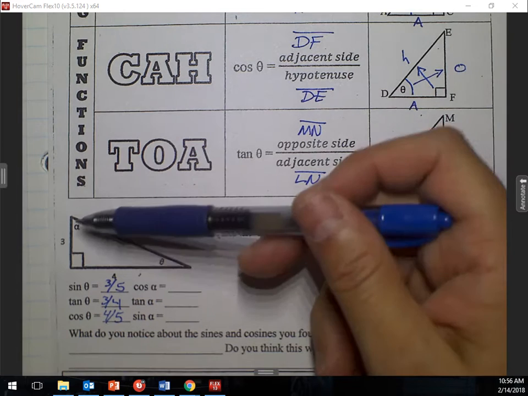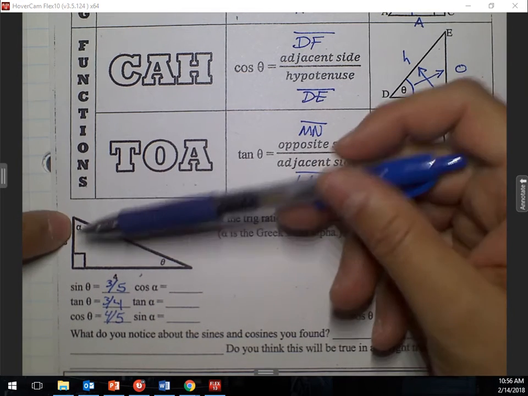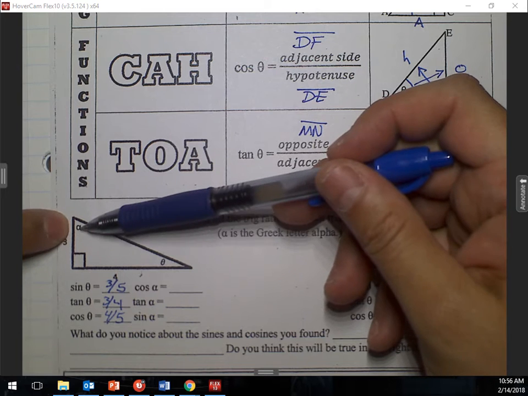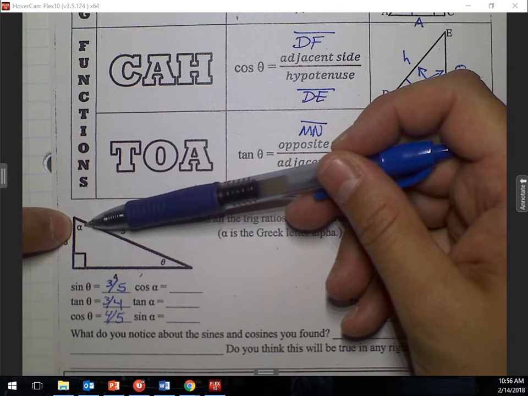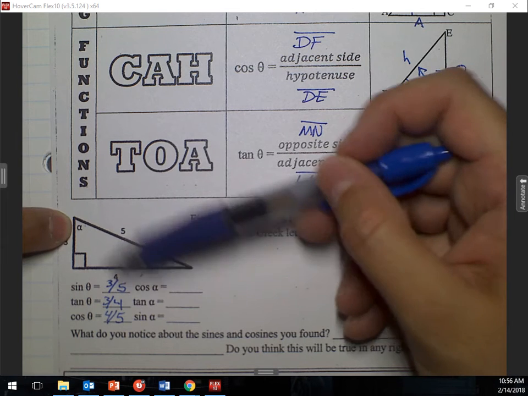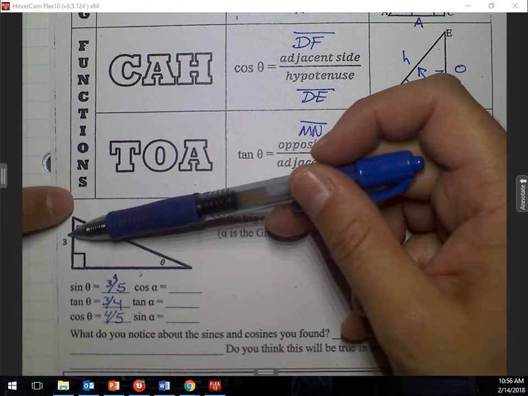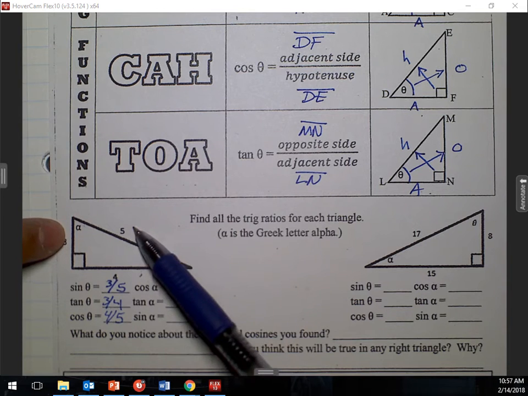Now we're going to go at it from alpha. So we're changing my reference angle now. This is important to understand. So now from here, what is opposite this side? 4. That's important. That changes my opposite and it changes my adjacent. Does my hypotenuse ever change? No. It's always across from the right angle.